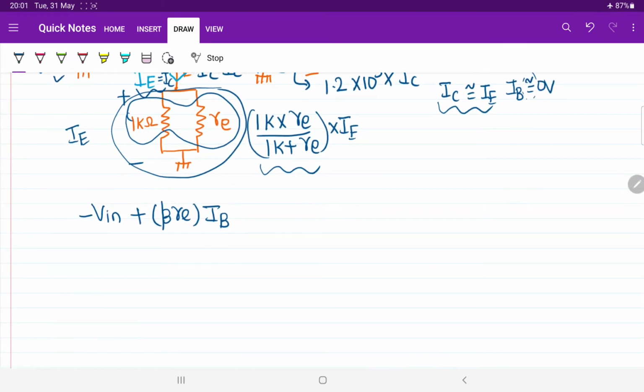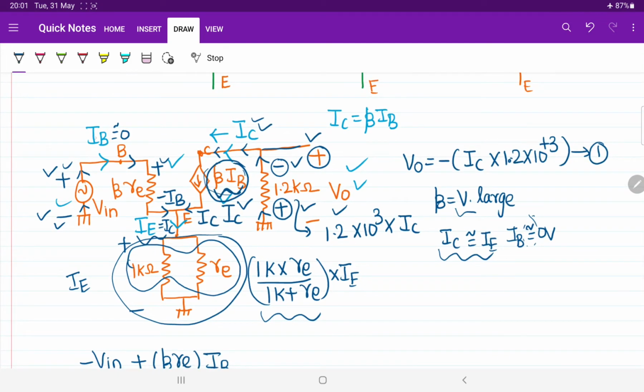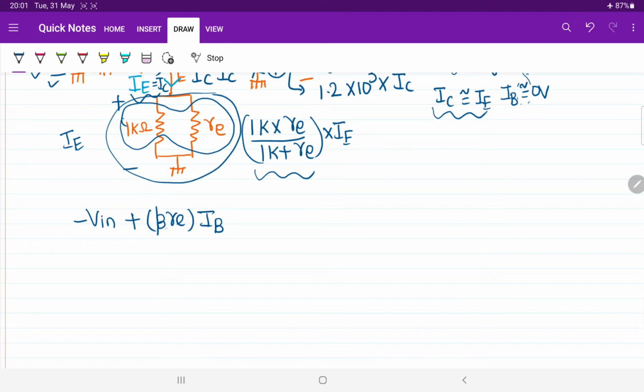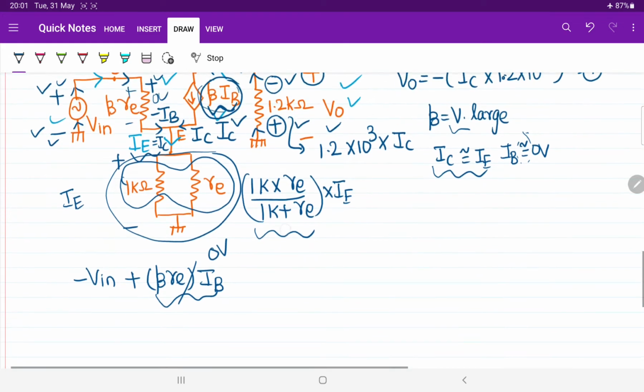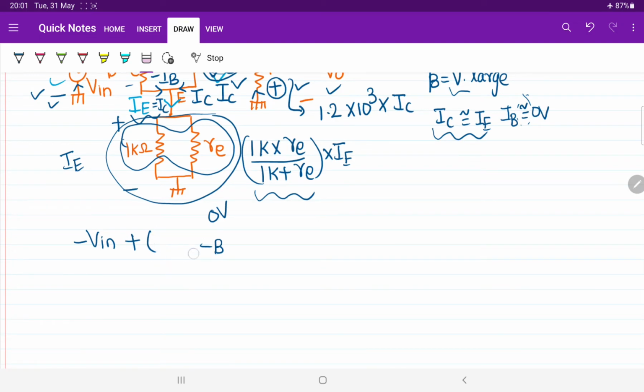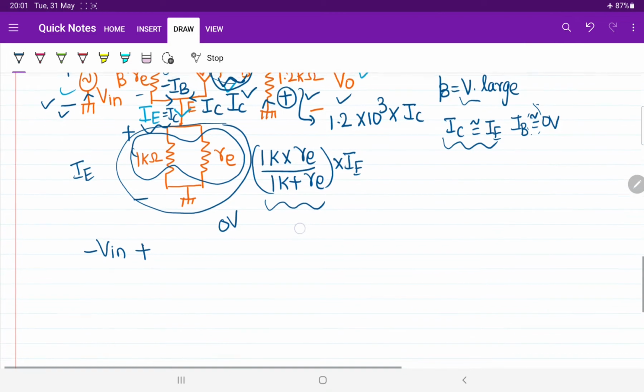They told, see there, beta times Re into base current IB. But I already told you, whenever you consider base current alone separately, this is 0. You can directly put 0. It means the voltage drop across this resistor will become 0. You don't need to consider it. You can ignore the effect. Directly I can put this whole value as 0. Don't get confused with this and this. Base current alone will be 0, so we ignore the total portion here. So whenever you consider base current alone, when the value of beta is very large, we can ignore that.